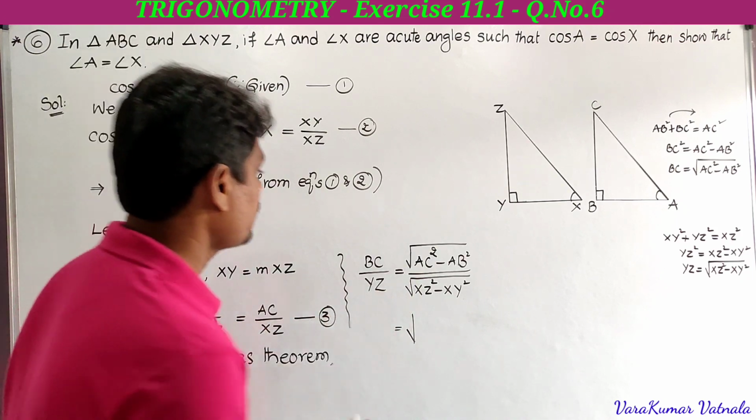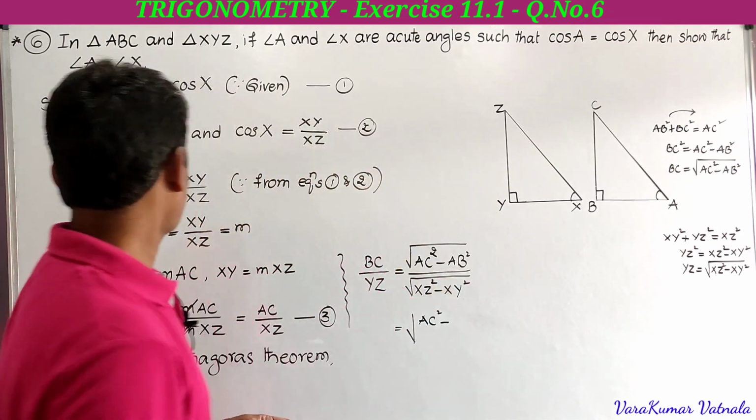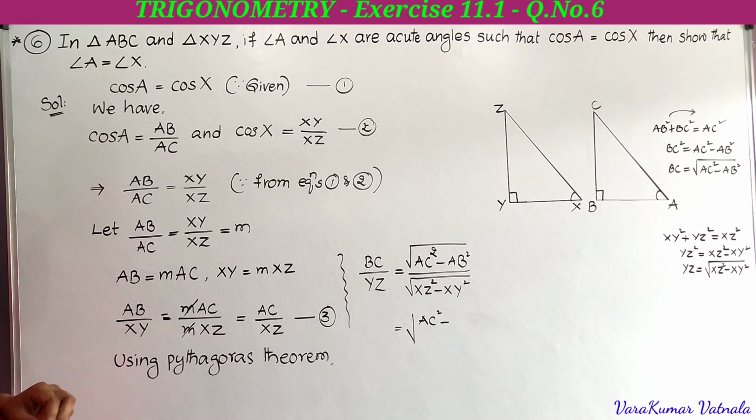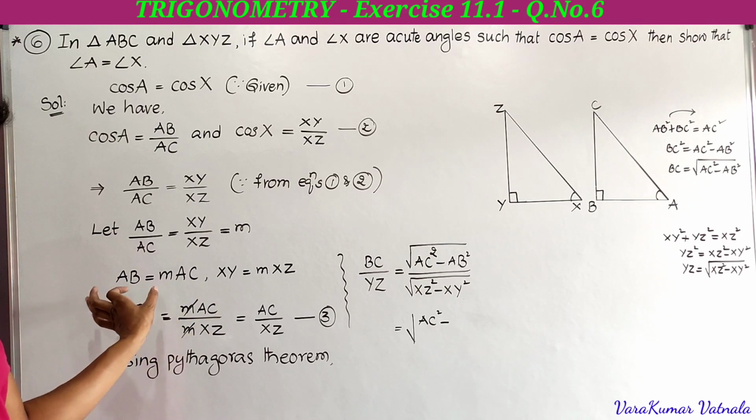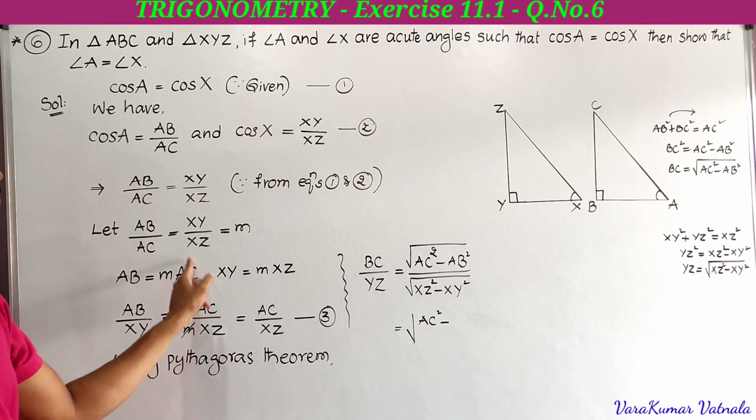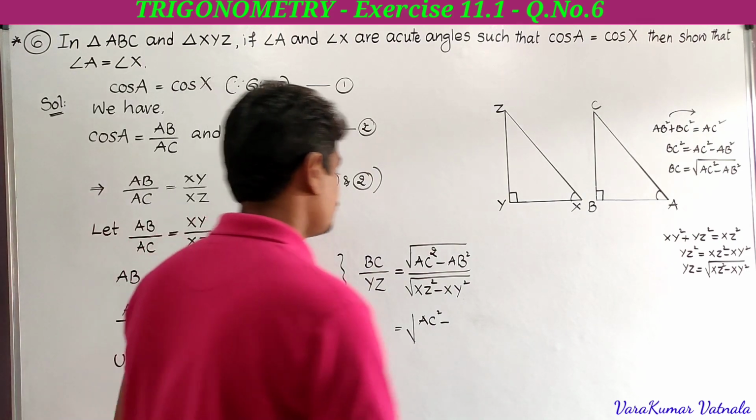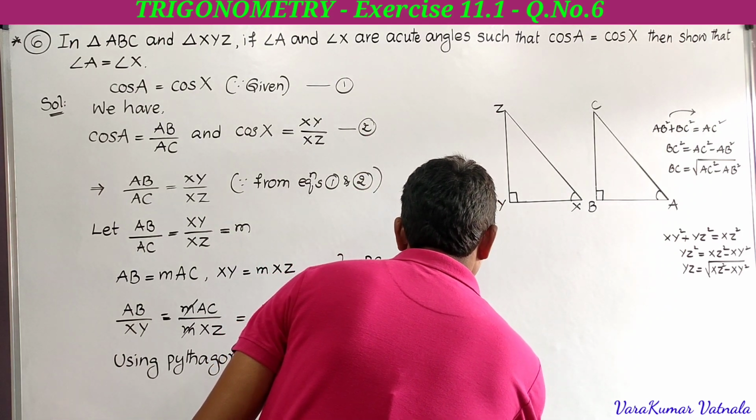So write AC square as usual. So AC square minus AB square is equal to. So instead of AB, what here? AB is equal to M into AC. So here AB equal to M into AC. So AB square is there. So I want to write M square AC square. Instead of AB square I am writing M square AC square.